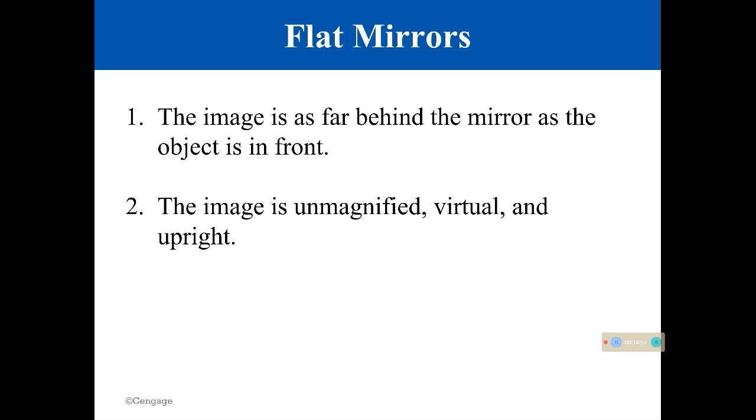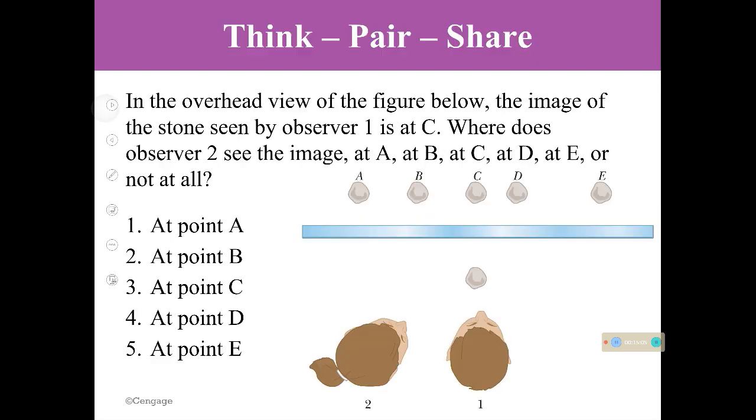So the image is unmagnified, 1:1. Virtual, there's nothing actually there. And upright, you get it, basically the image is the exact same direction as the way we usually see it.